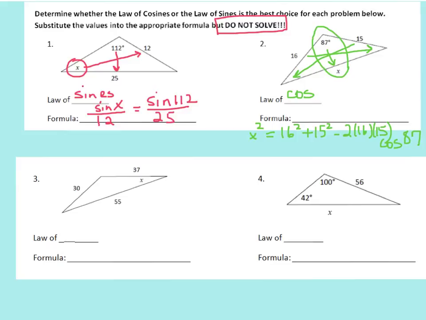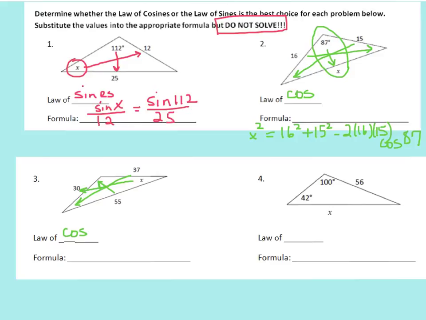Again with 3, I'm going to look for partnerships. I start out by noticing that I have a partnership going this way, but this side does not exist across from an angle, and this side there's a missing angle, so there isn't enough of the right information to do the law of sines, so this is the law of cosines.